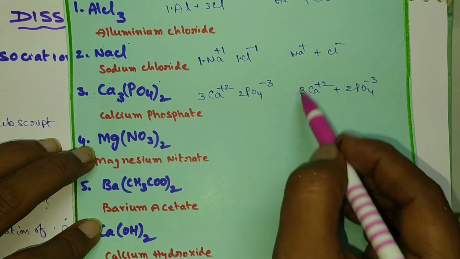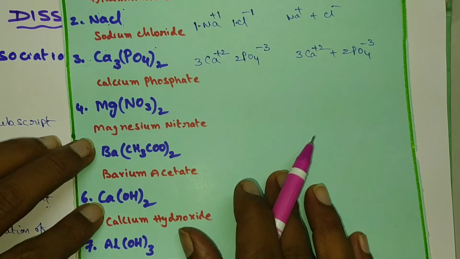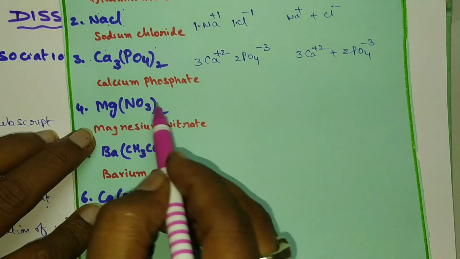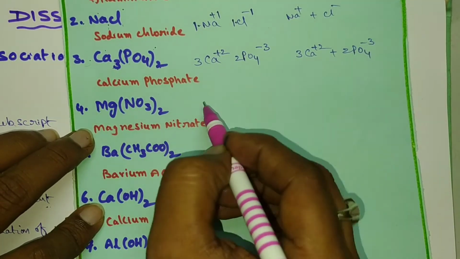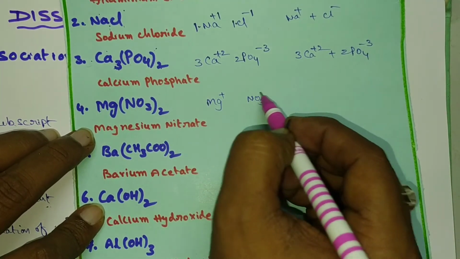Phosphate anion and calcium cation. Those two combine to form calcium phosphate. Clear? And next, magnesium nitrate. In this also, magnesium exhibits a positive charge and nitrate exhibits a negative charge.